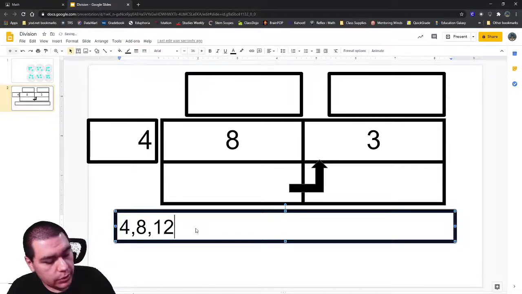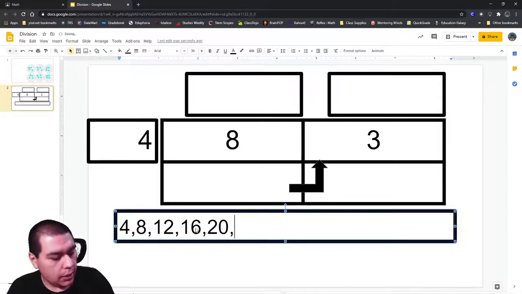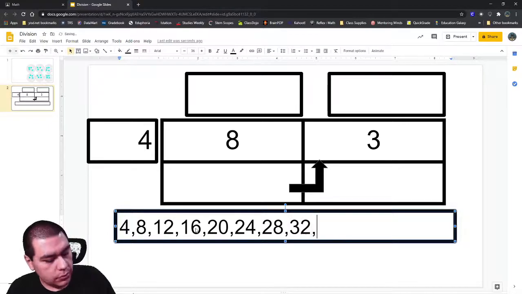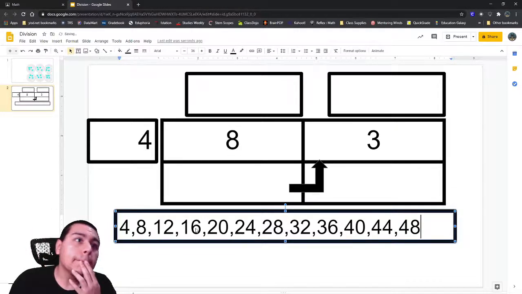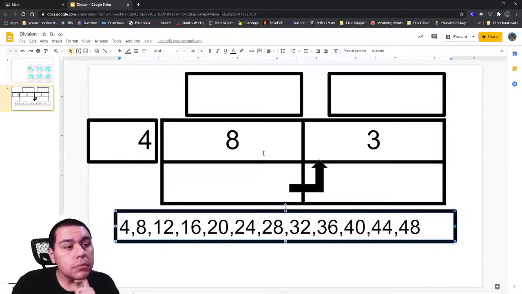4, 8, 12, 16, 20, 24, 28, 32, and 36, 40, 44, 48. All right. So I'm making 4 groups. I'm going to start with the number closest to my group. Number 8. Ezekiel, I have 4 groups. If I give every group 1 piece, I need to give away 4. Do I have enough in my first box to give away 4 pieces?